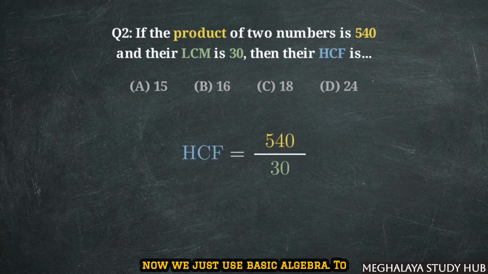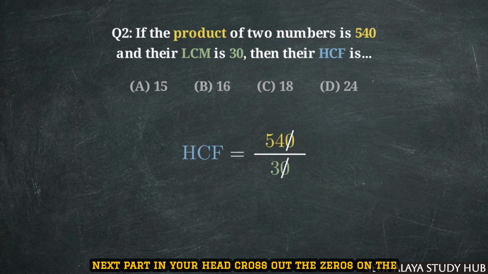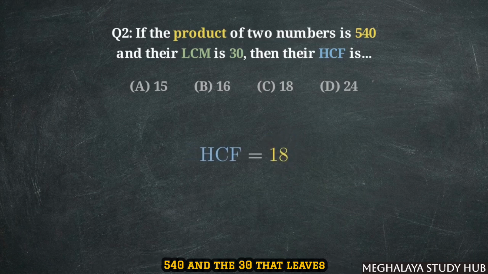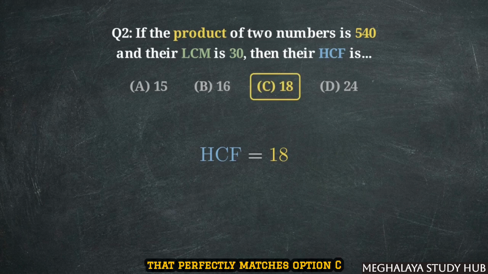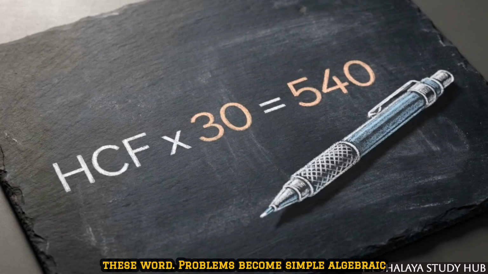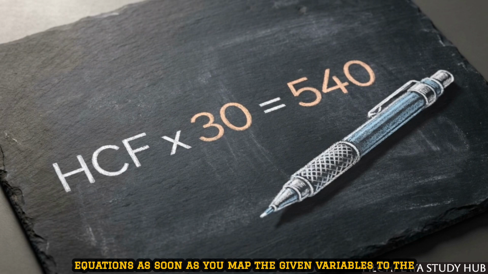Now we just use basic algebra. To isolate the HCF, we take that total product and divide it by the LCM. You can do this next part in your head. Cross out the zeros on the 540 and the 30. That leaves 54 divided by 3, which is 18. That perfectly matches option C. These word problems become simple algebraic equations as soon as you map the given variables to the core rule.